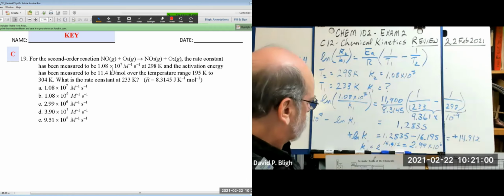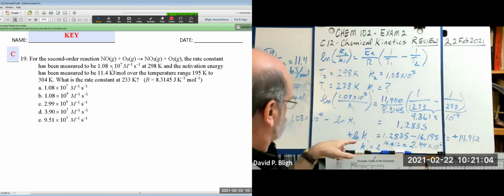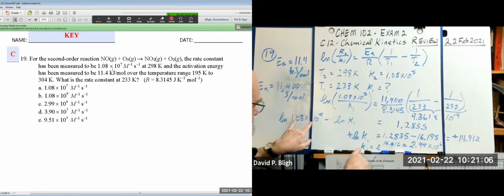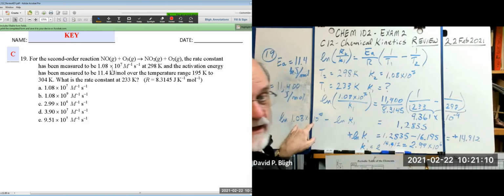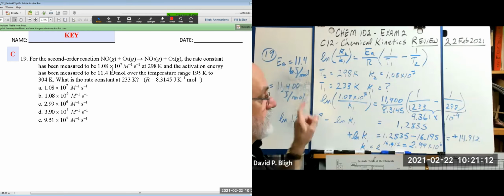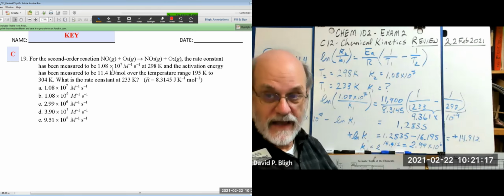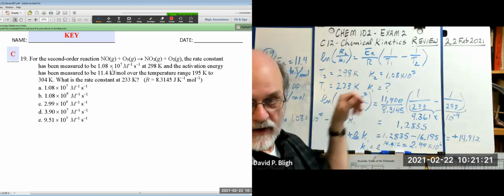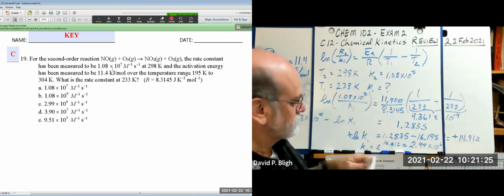That's your new K. Notice that the K at the lower temperature is smaller than K at the higher temperature. Right? So the rate constant has decreased. And you would expect with a decrease in temperature, the rate of the reaction should also decrease. And that's what it has done.